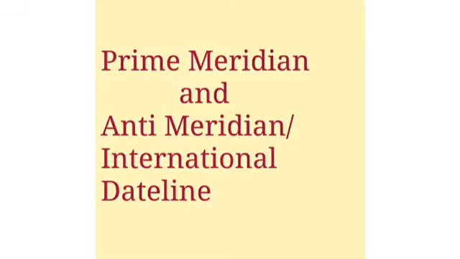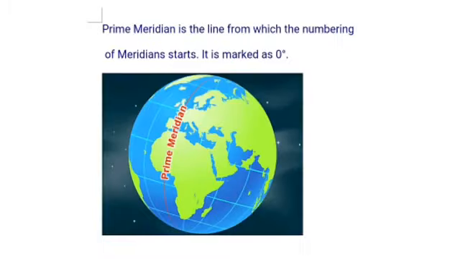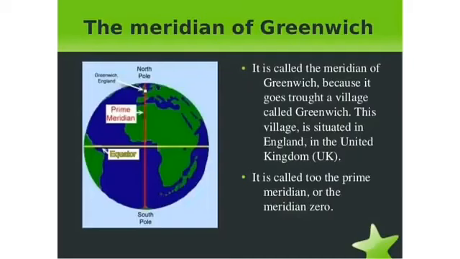Dear students, in this video, we will study about prime meridian and anti-meridian. First, we will talk about prime meridian. Prime meridian is the line from which the numbering of meridians start. It is marked at 0 degree. Prime meridian is called the meridian of Greenwich also because it goes through a village called Greenwich in London. It is also called the prime meridian or meridian 0.